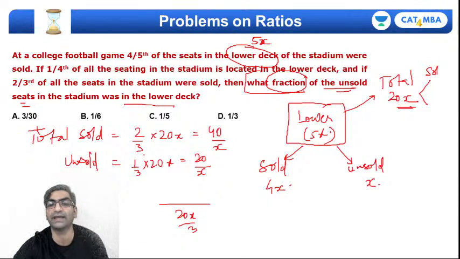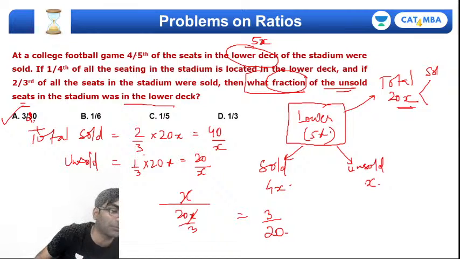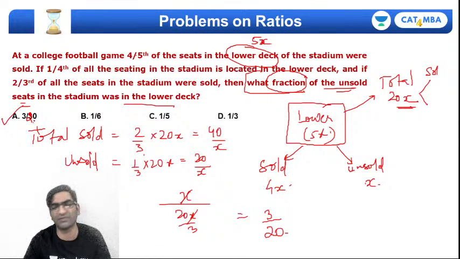Now seats in the lower deck that remain unsold are x. So x upon this, that's the fraction I want. You can see this is going to be 3 upon 20, right? x gets cancelled out. This becomes 3 upon 20. There's a typo on this problem. It should be option A. This shouldn't be 30, this should be 20, right? Excuse the typo.